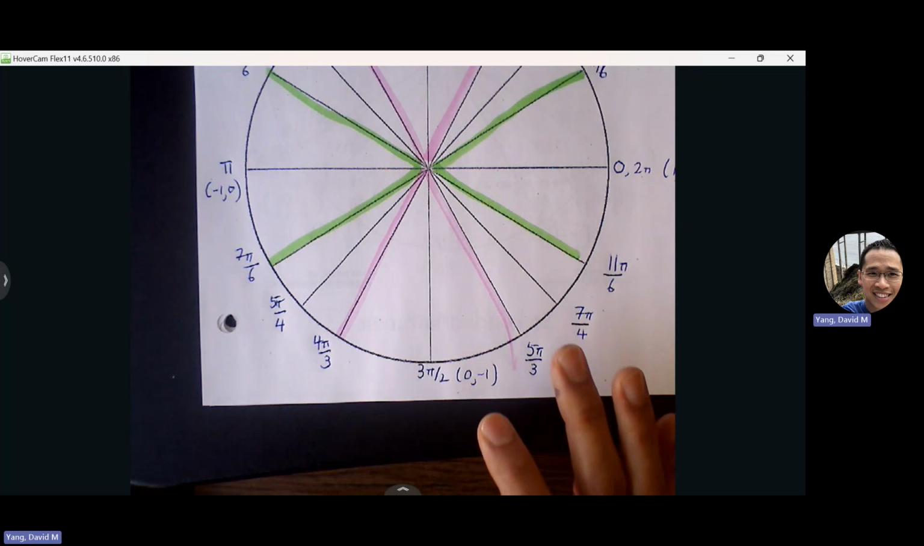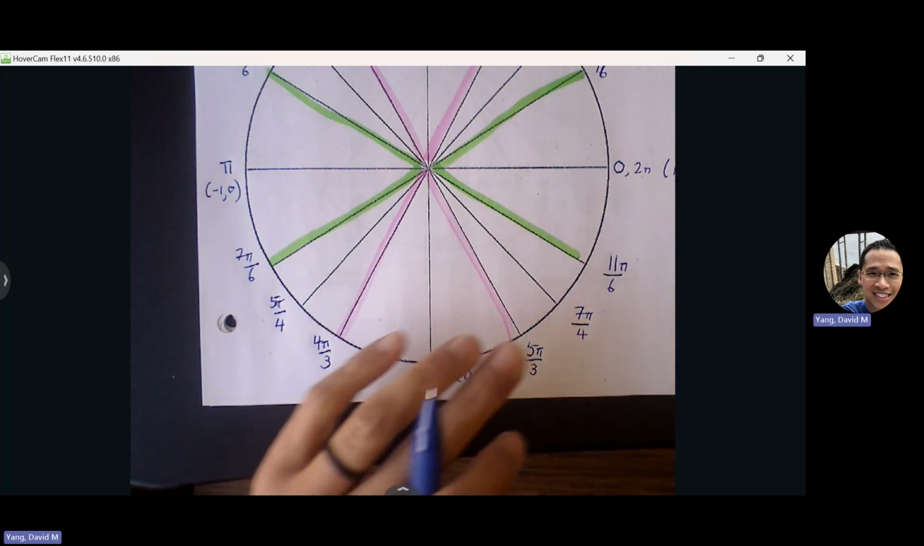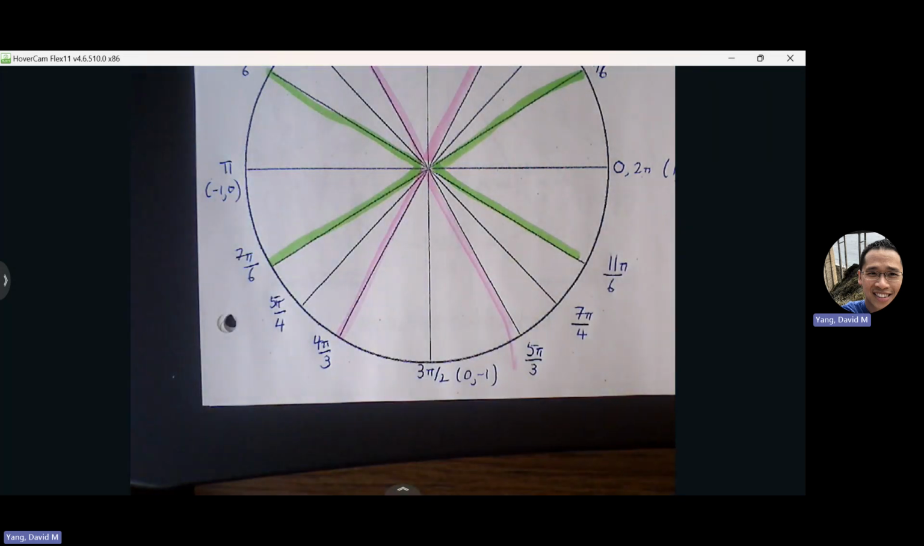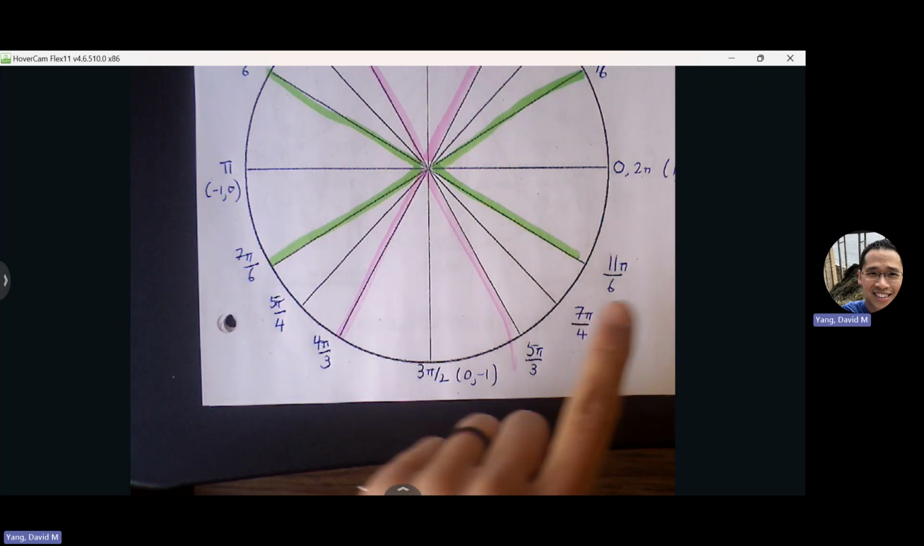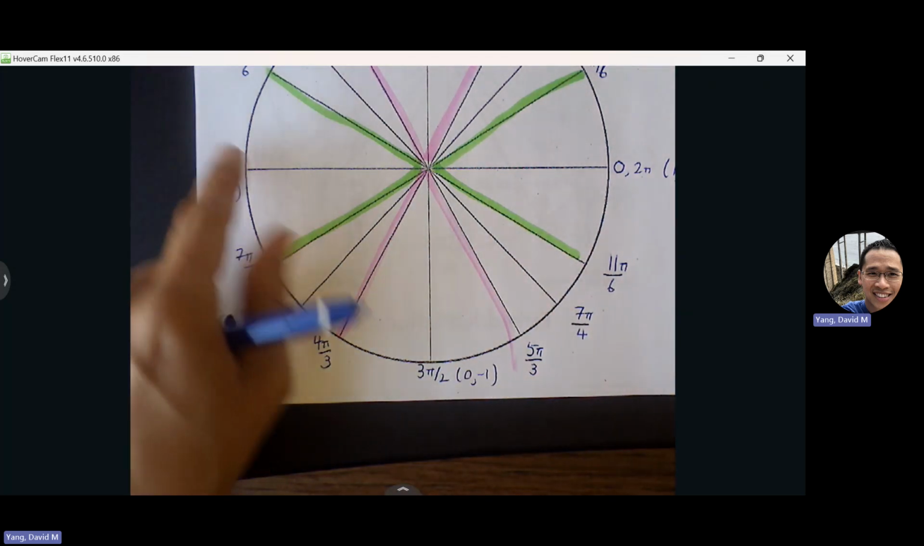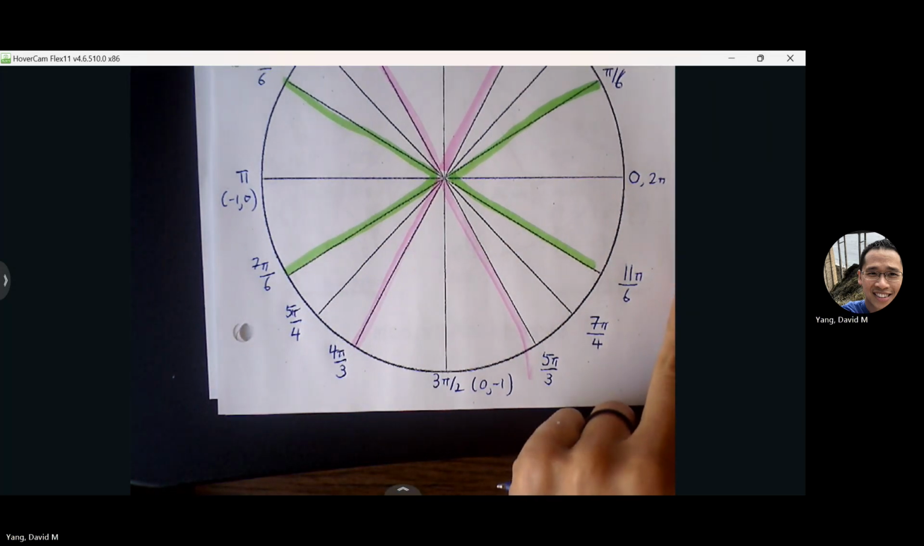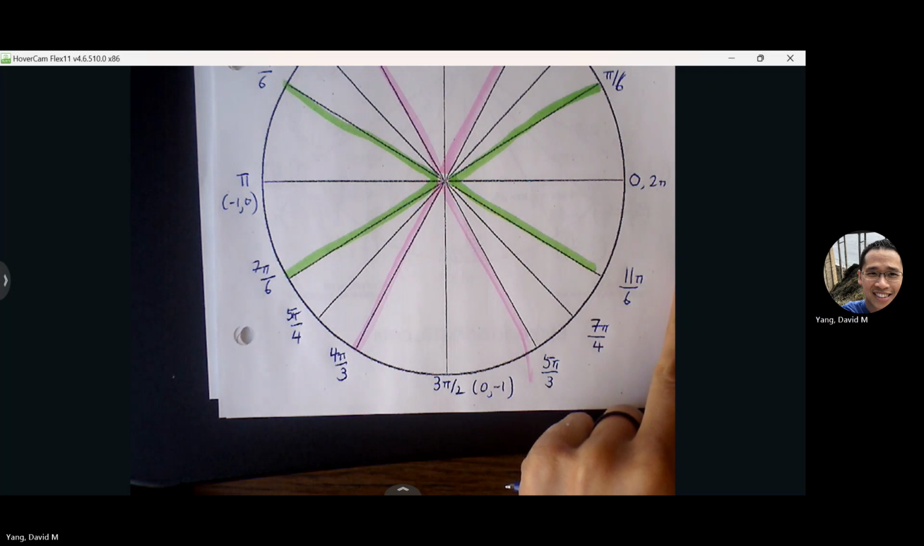Okay. So again, we're not really worried about degrees, so I'm not going to worry about filling in the degrees. The more important thing is just knowing our radian measures.